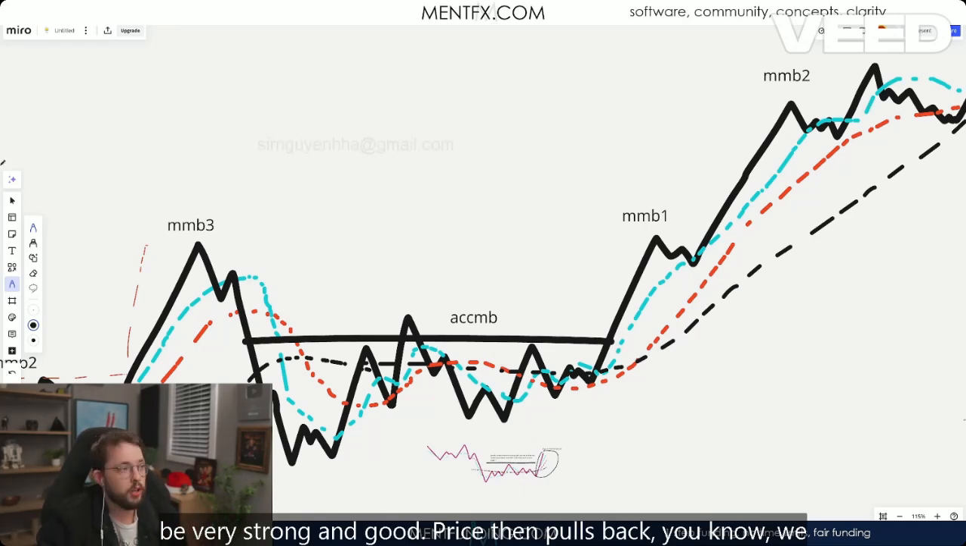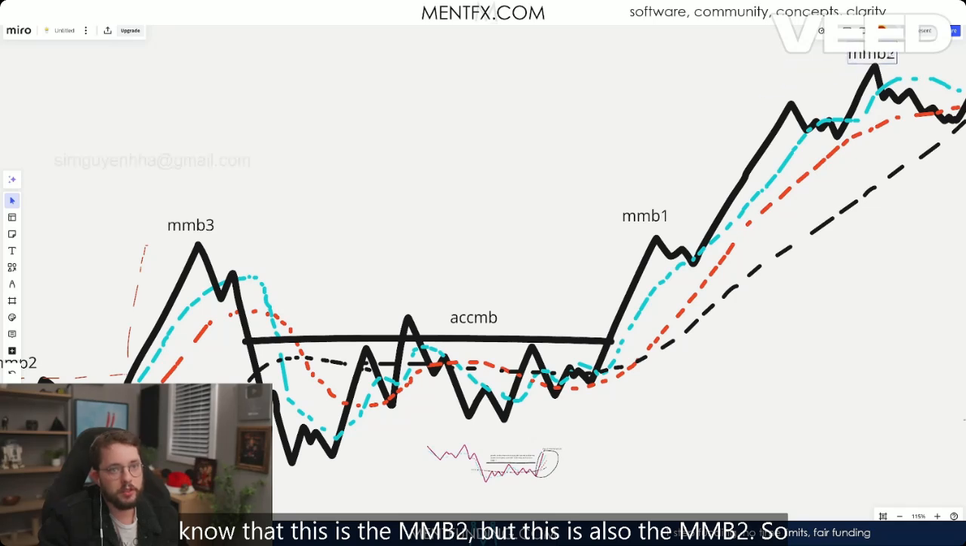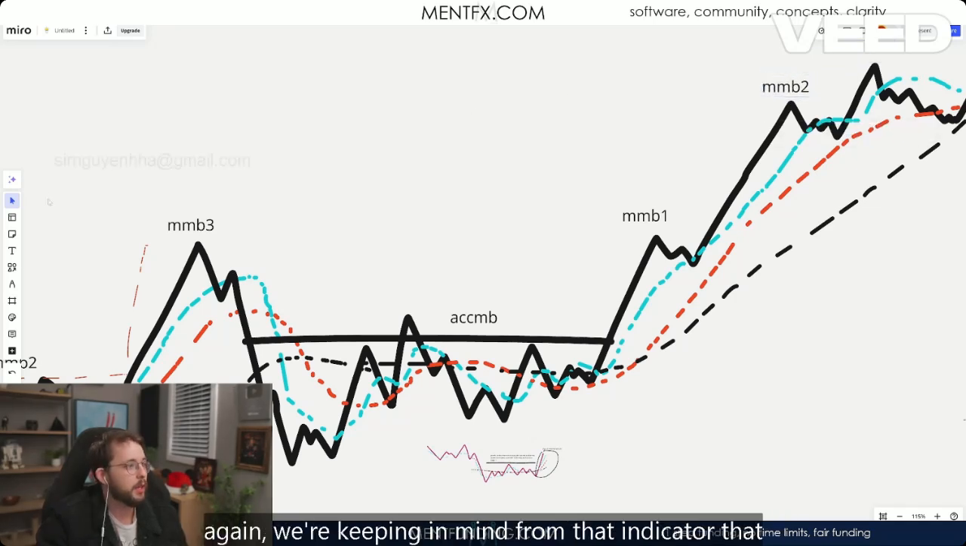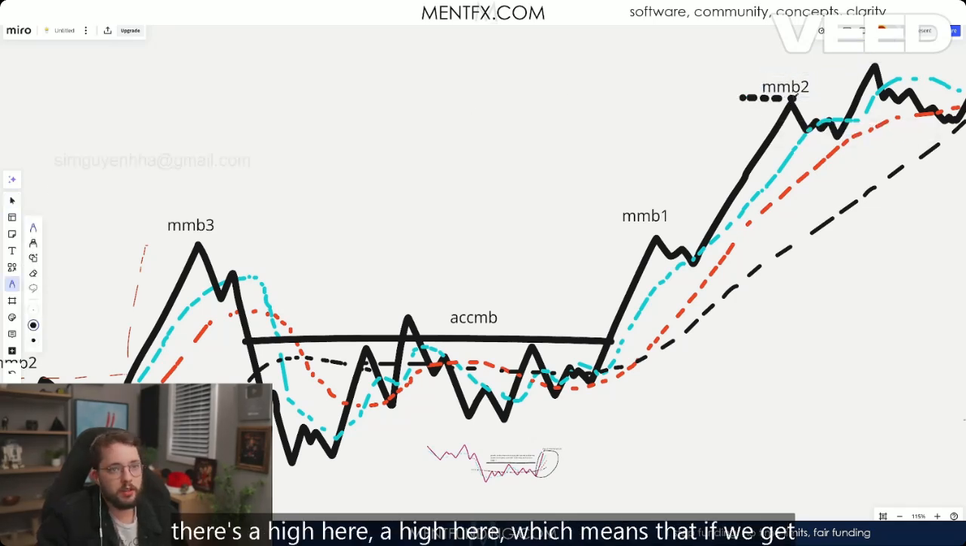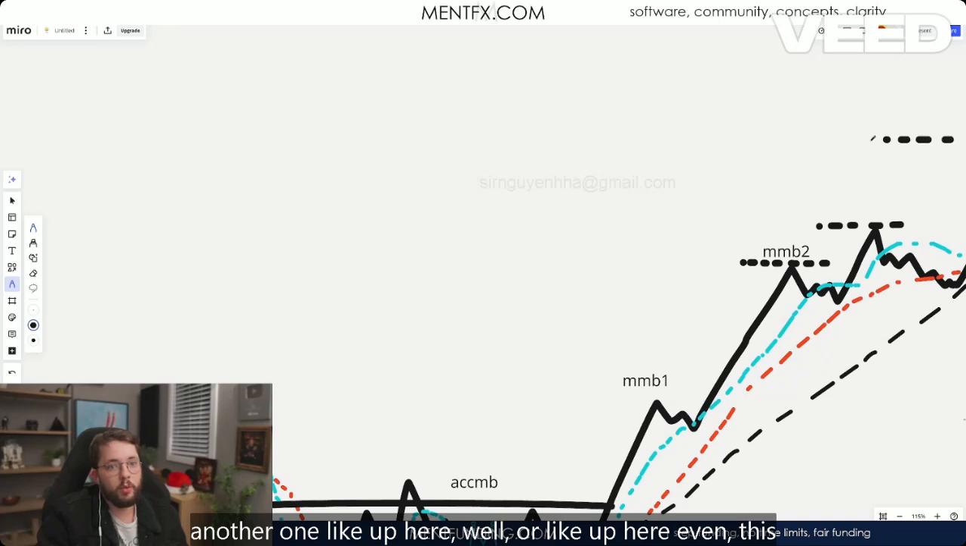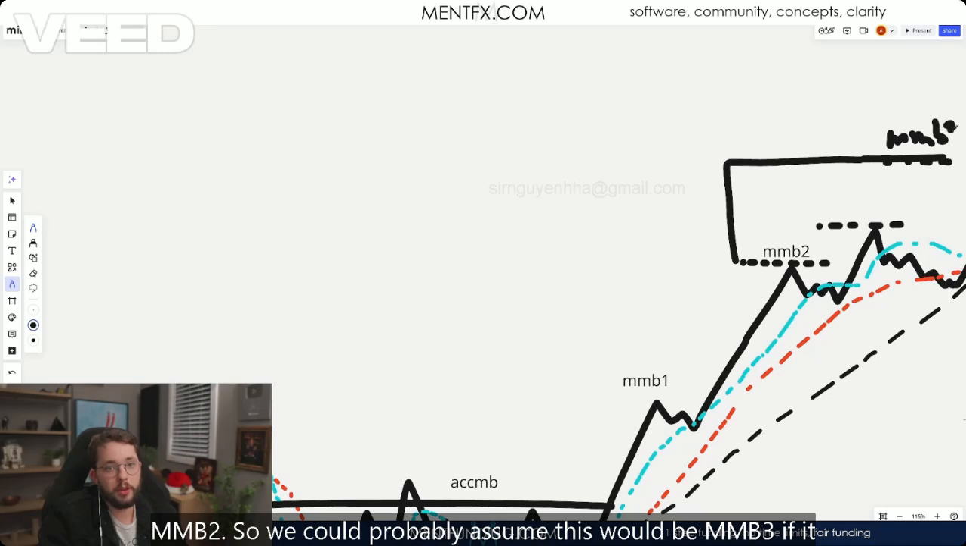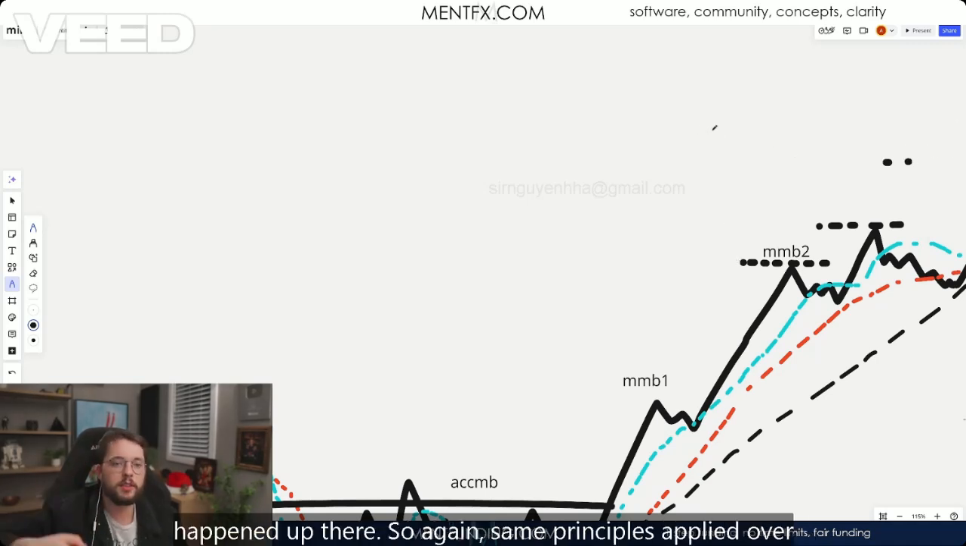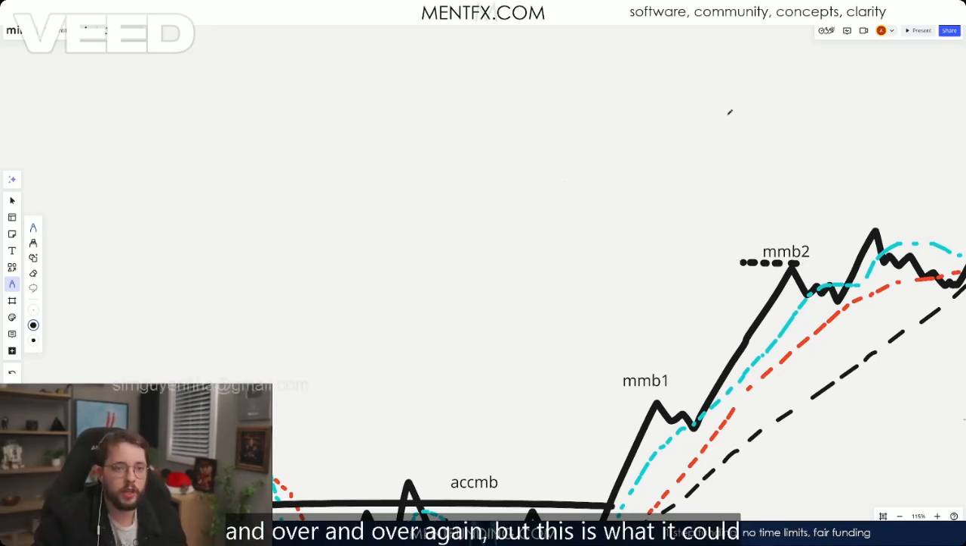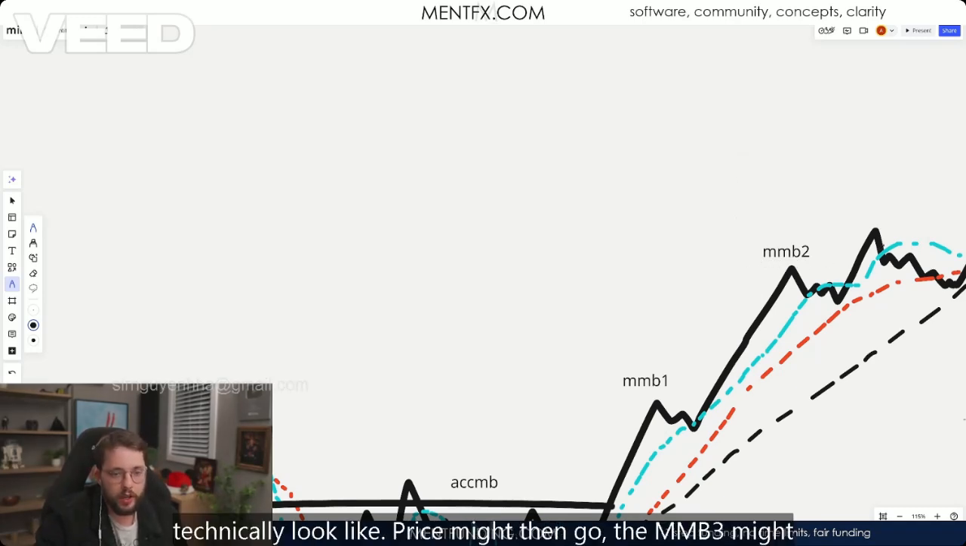Price then pulls back. We know that this is the MMB2, but this is also the MMB2. So again, we're keeping in mind from that indicator that there's a high here, which means that if we get another one like up here, or like up here even, this and this are probably too far separated for this to all be MMB2. So we could probably assume this would be MMB3 if it happened up there. So again, same principles applied over and over and over again, but this is what it could technically look like.